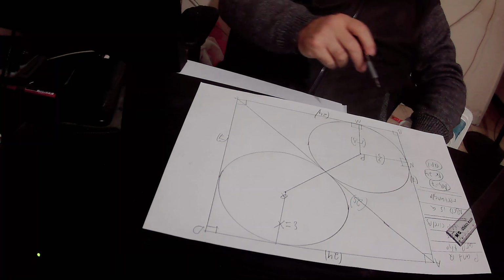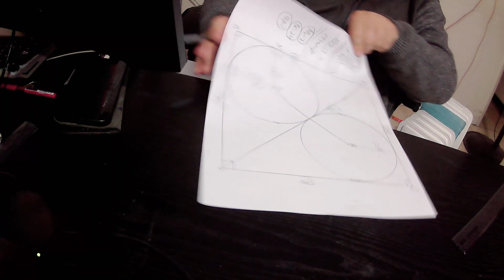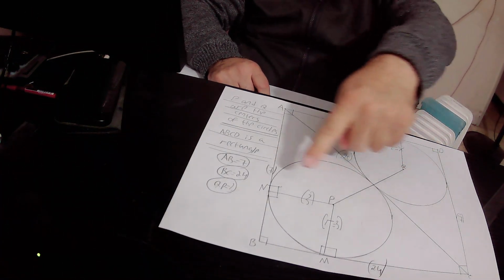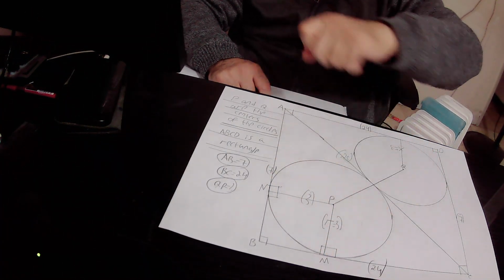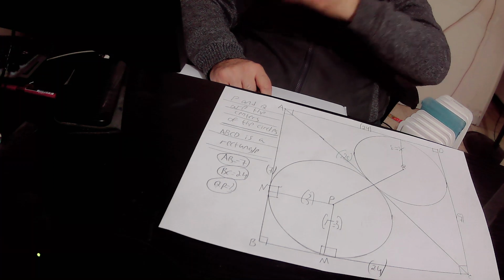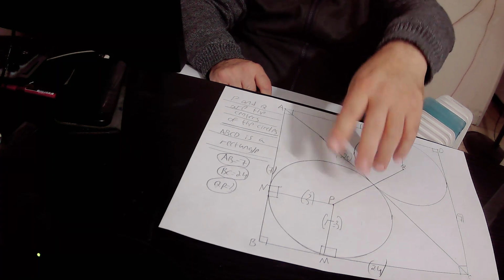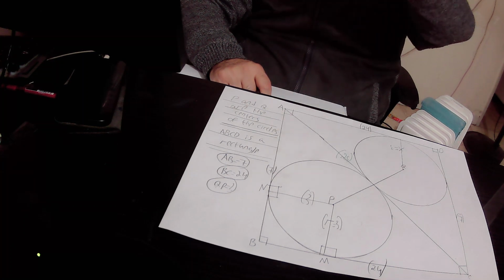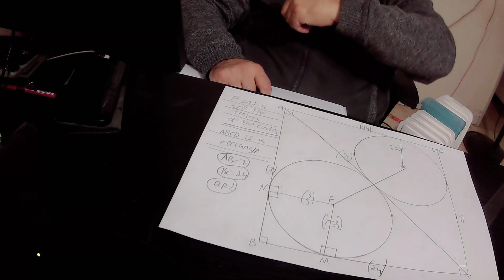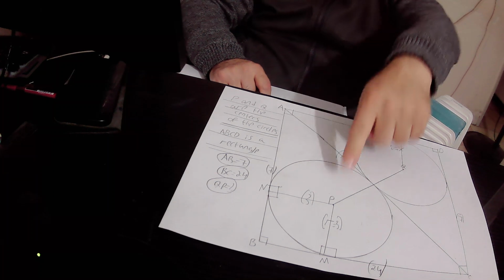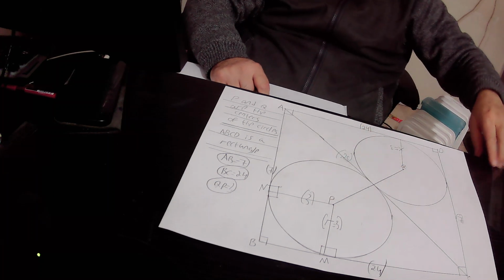So inside quadrangle NPBN, we have 1, 2, 3 right angles. The sum of 3 right angles is 90 times 3, which is 270 degrees, plus the size of this fourth angle. In total, the sum of those 4 angles must be equal to 360 degrees, according to the rule that the sum of the angles in any quadrangle is equal to 360 degrees. Therefore, the missing angle must be equal to 90 degrees.